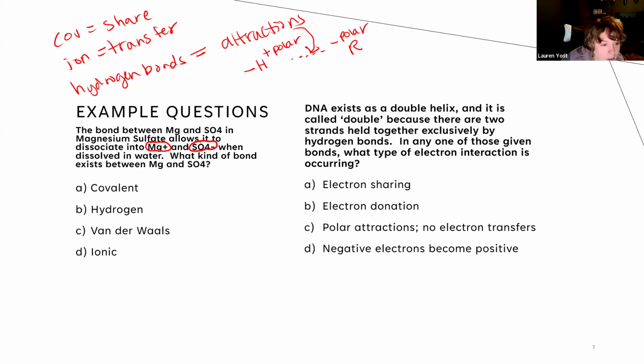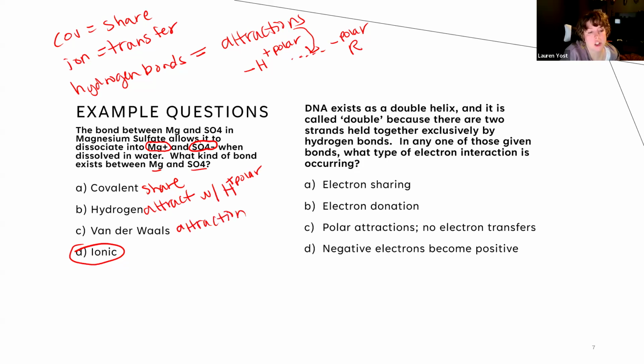What kind of bond exists between magnesium and sulfate? If we have this full transfer of electrons going on, those are ionic bonds. Remember, covalent, we are sharing. Hydrogen, we have attraction involving an H that has polarity of positive. Van der Waals are also attractive, but no H's. And we're not going to test you on them in my course. They will never be the answer to the situation.